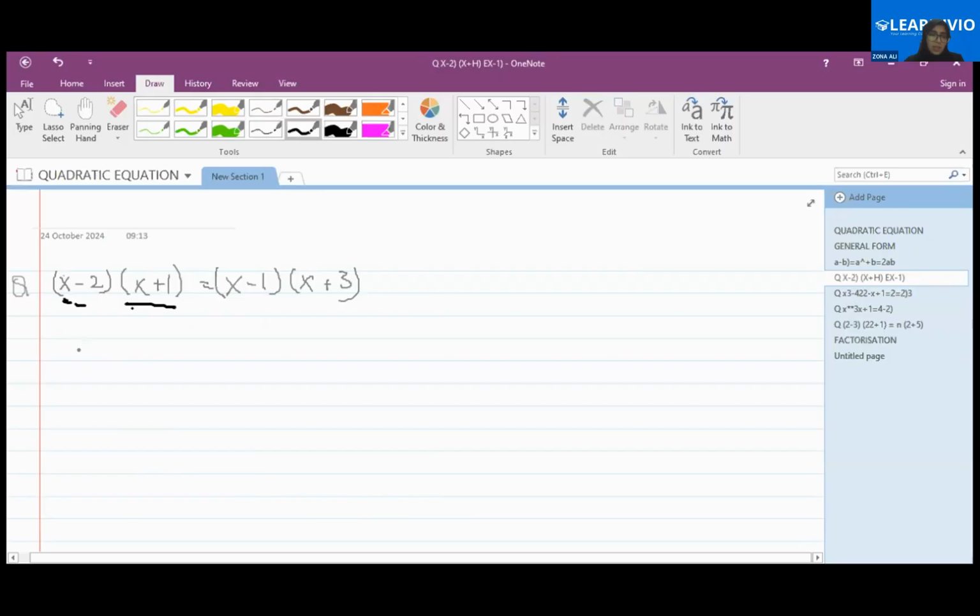So it will give you x into x, that is x square, plus 1 into x, that is x, minus 2 into, then multiply minus 2 with this whole bracket. This will give minus 2x minus 1 is equal to x into x will give you x square, 3x into 3 will give you plus 3x, minus 1 into x will give you minus x, and minus 1 into 3 will give you minus 1. Now taking all these terms to the left side.